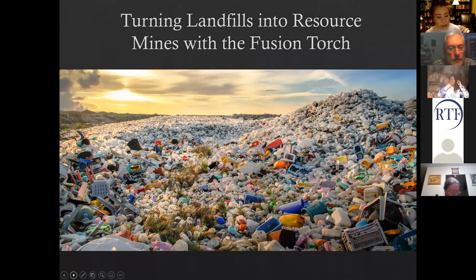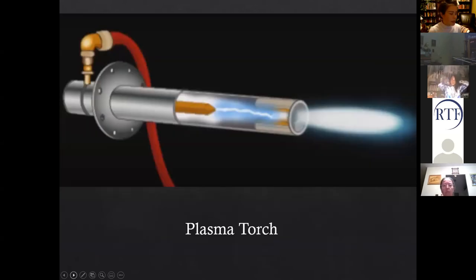And what kind of a world would we have with fusion technology? Well, the fusion plasma torch has the capability of reducing things to their elemental forms, such that landfills could be reduced to their elemental forms, their isotopes. So this obviously is a game changer in terms of what is a limited resource at this point. We can basically make any material we want.